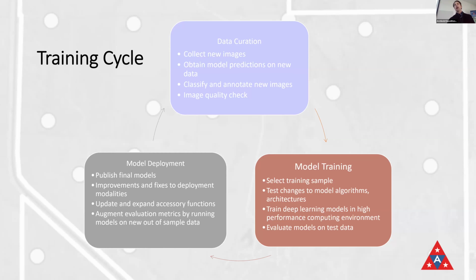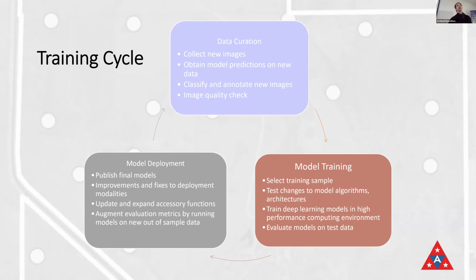So in the first step, you've got data curation, where we're collecting new images, running them through the detector to see how well it performs. That's an out of sample data set. So I'll give an example of that in a little bit. And then the next step, you're going to curate a training data set to feed back into the model to improve its performance.